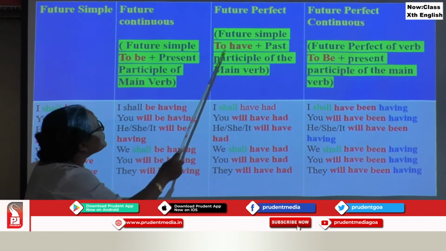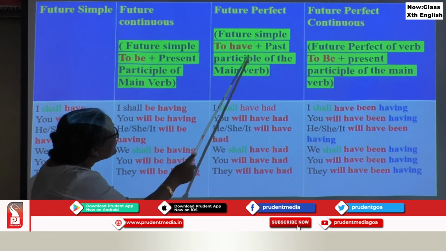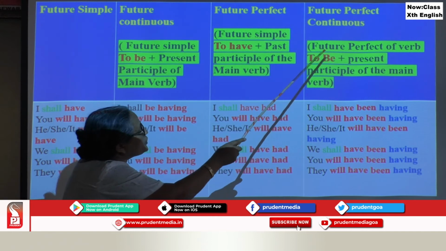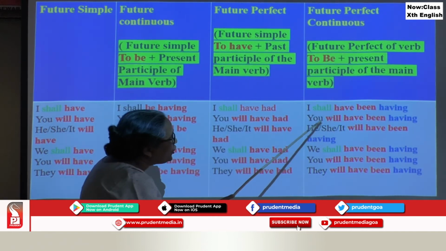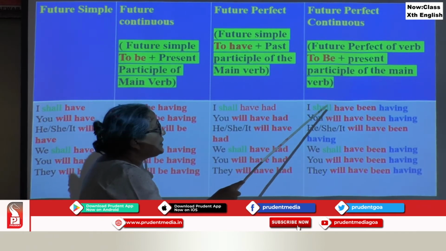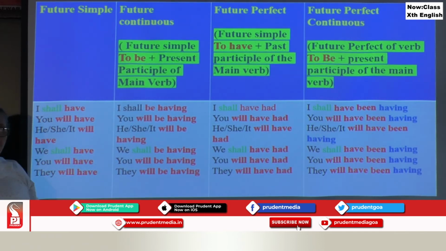Future perfect, that is future simple of verb to have, I shall have, plus past participle had. Future perfect continuous, that is future perfect of verb to be, I shall have been, you will have been, ing form. I shall have been having, you will have been having. So you have very clearly understood how to conjugate the verbs.